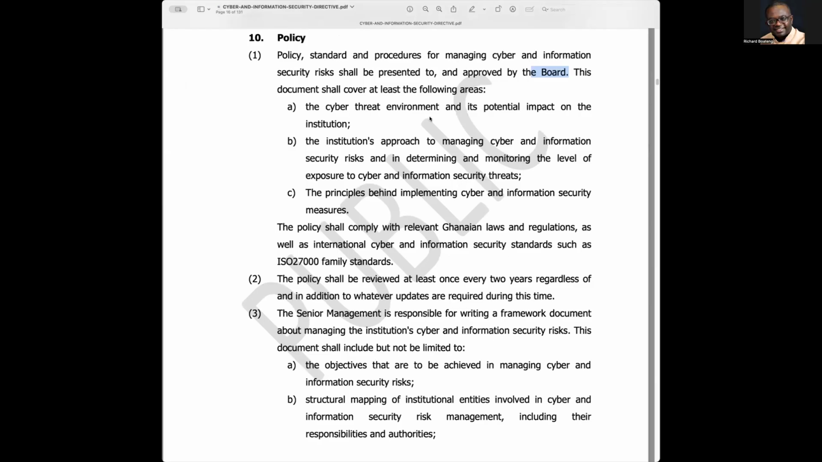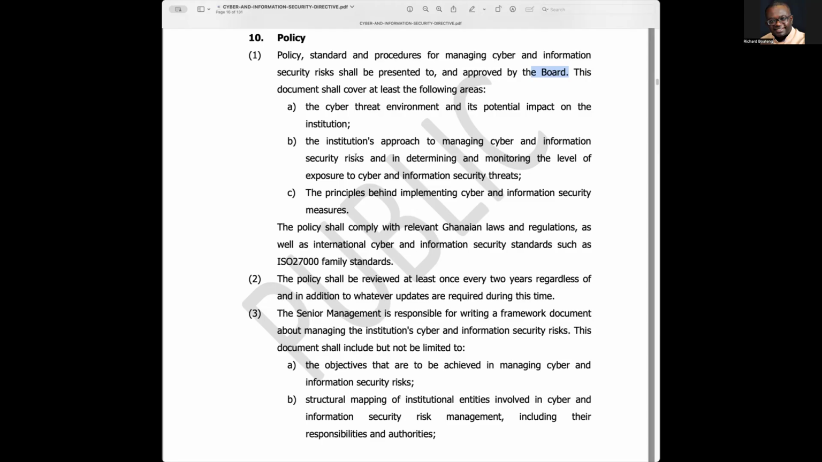The board. This document shall cover at least the cyber threat environment and potential impact on the institution, as well as the institutional approach to managing cyber and information security risks. So they are defining their types of policies. So the directive is meant to say how we are going to manage these issues concerning information policy or security policy for our platforms, or banking platforms, in Ghana. The institution's approach to managing cyber security risks and information security risks, and in determining and monitoring the level of exposure to cyber and information security, and the principles behind implementing it. So this is kind of a governance mechanism for all the banking institutions.